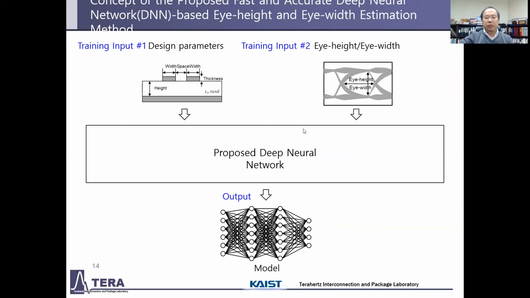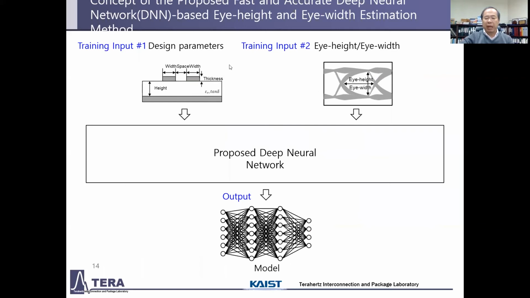This is the conceptual figure of machine learning for our design and engineering work. For example, we can design semiconductor interconnections at the IC level, package level, or PCB level. And sometimes we want to estimate the eye diagram to qualify the interconnection. That is called the eye diagram. And we spend a lot of computing time on eye height and eye width estimation.